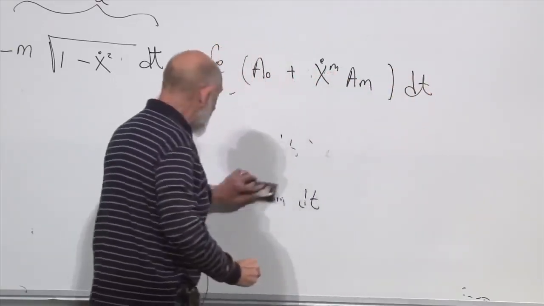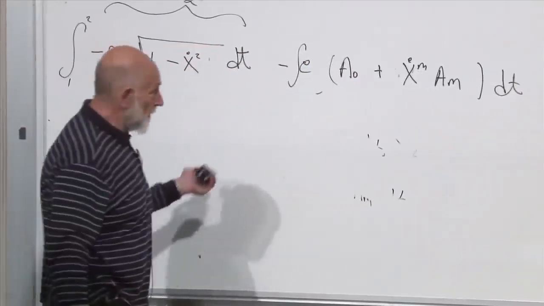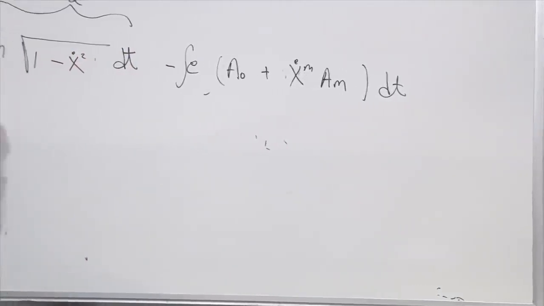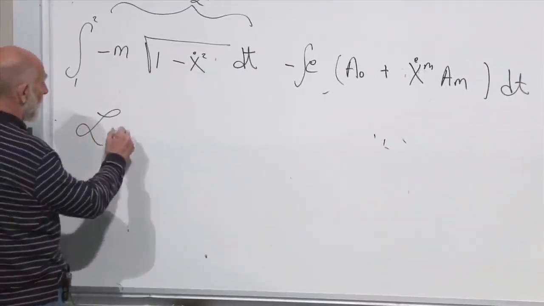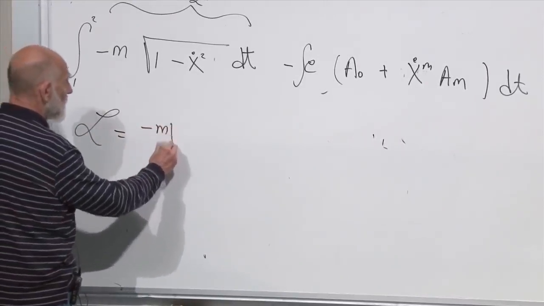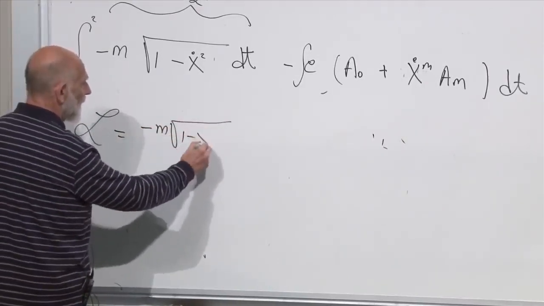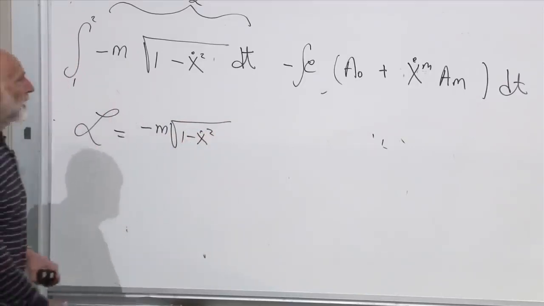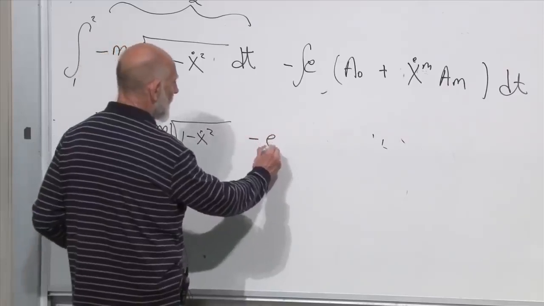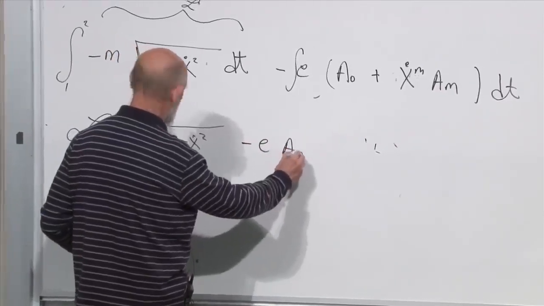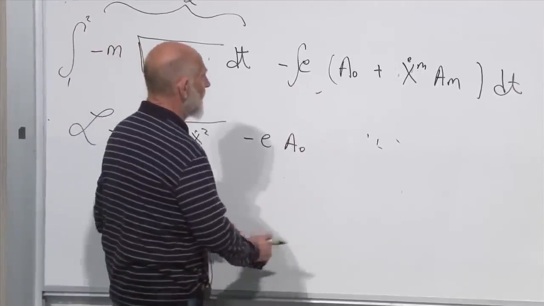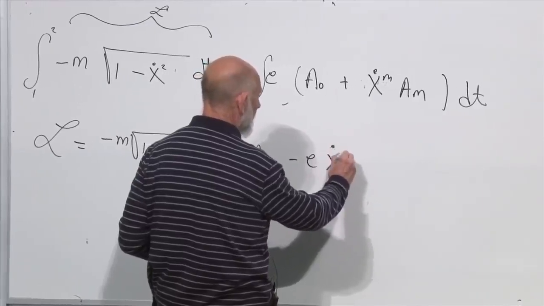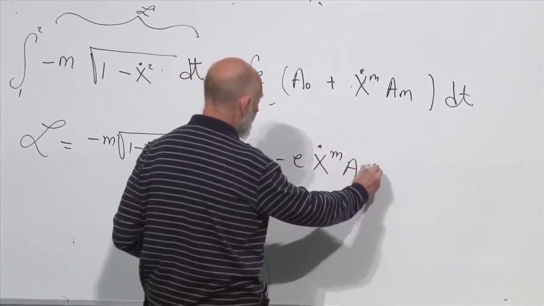And now we can identify the Lagrangian. It's just everything inside the integral here. The Lagrangian for this system, for this particle in an electromagnetic field, is just minus m square root of 1 minus x dot squared, which means x dot squared plus y dot squared plus z dot squared, minus electric charge A naught, that's this one, minus electric charge x dot m, A m of x and t.